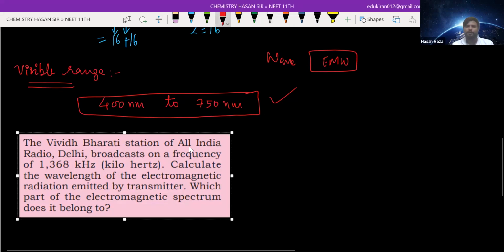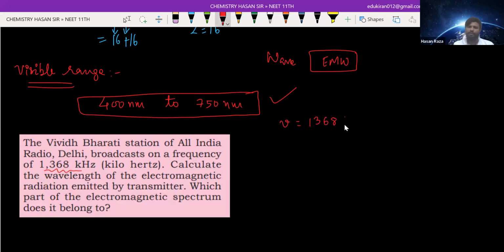See, Vividh Bharati station of All India Radio broadcasts on a frequency of this much. That means frequency is 1368 kilohertz. Calculate the wavelength lambda of the electromagnetic radiation emitted by the transmitter. Which part of the electromagnetic spectrum does it belong to?